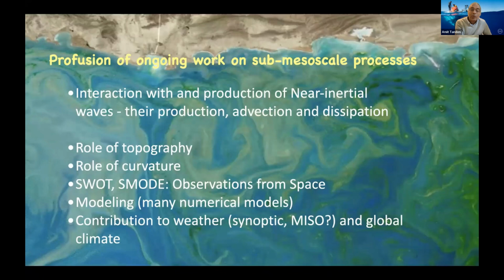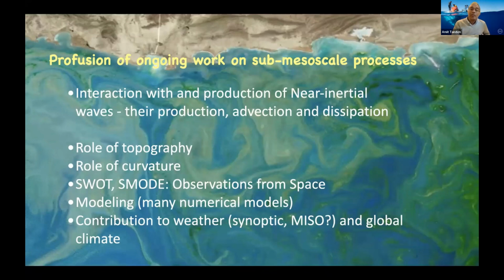And now more and more, the community is thinking about the contribution of such things to weather, to synoptic timescales, as well as to monsoon, as I was talking about, or cyclone, in terms of the aftermath of subduction of these blobs of warm water. The contribution of these sub-mesoscale processes is certainly missing from our global climate models. So how do we think about those?